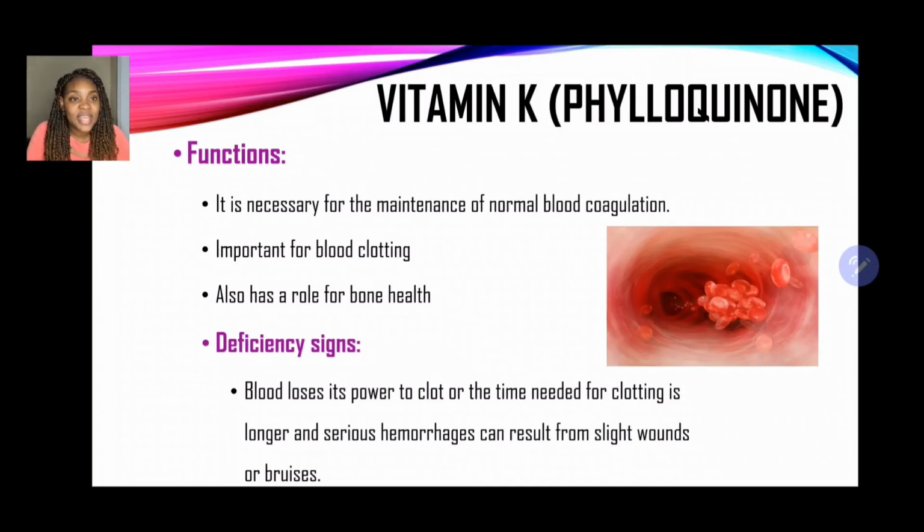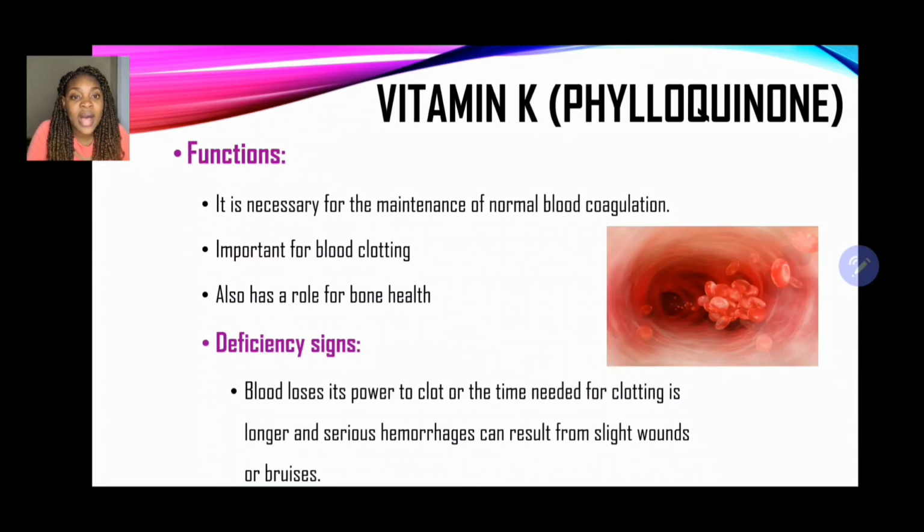Right. Now, our final fat-soluble vitamin is vitamin K. And the scientific name for vitamin K is phylloquinone, right? Now, functions of phylloquinone are, it is necessary for the maintenance of normal blood coagulation, right? Likewise with calcium, vitamin K also helps with blood coagulation, and when we speak of coagulation, we speak of blood clotting, right? So very important. So if someone gets an injury, right, they will not bleed excessively, because the blood will clot and then the bleeding will eventually stop. All right.